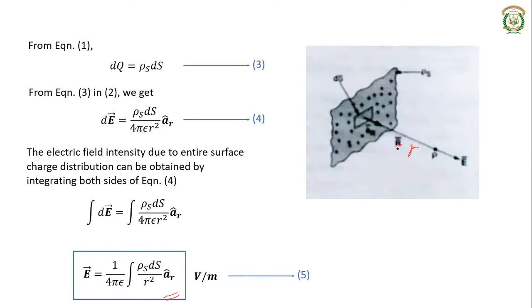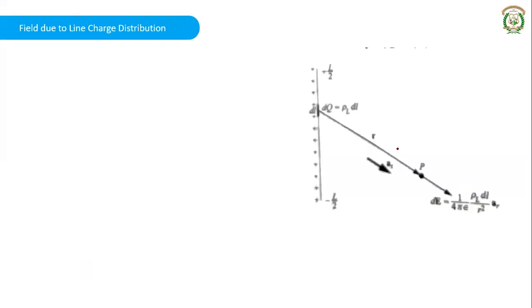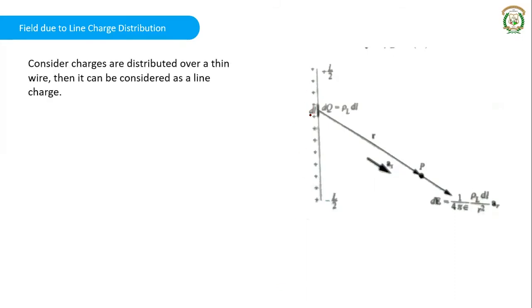On similar grounds, you can find the electric field intensity due to a line charge distribution. Consider there is a line of certain length over which the charge is distributed linearly. Consider charges distributed over a thin wire; a thin wire can be considered as a line charge. We are interested in finding the electric field intensity due to the entire line.